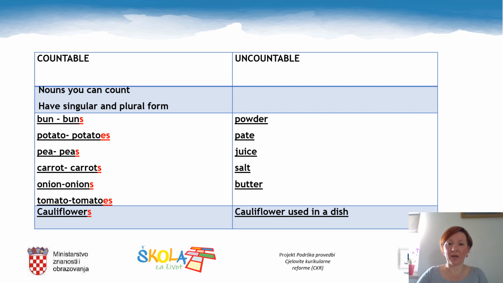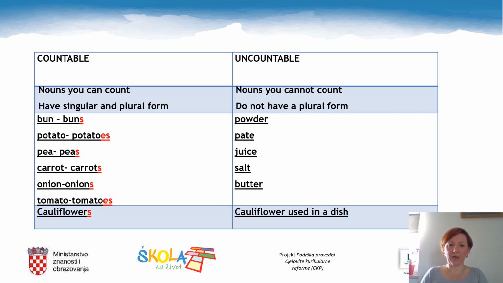And uncountable nouns, they have only singular form. They do not have a plural form. It says here that we cannot count uncountable nouns, but we will talk about that a bit later in the lesson. Now take a look at the cauliflower.